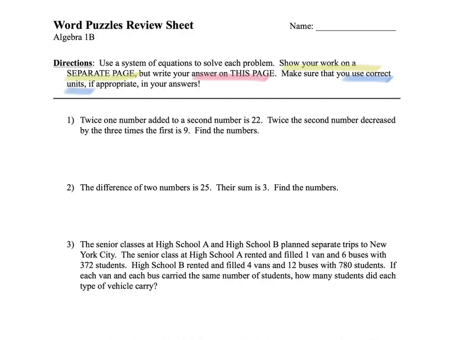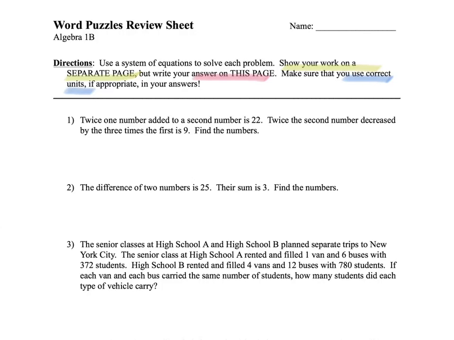Alright, now let's get started. Today we're working on the odd problems. So the first odd problem is number 1. It asks us to write twice one number added to a second number is 22. Twice the second number decreased by 3 times the first is 9. Our goal is to find the numbers.